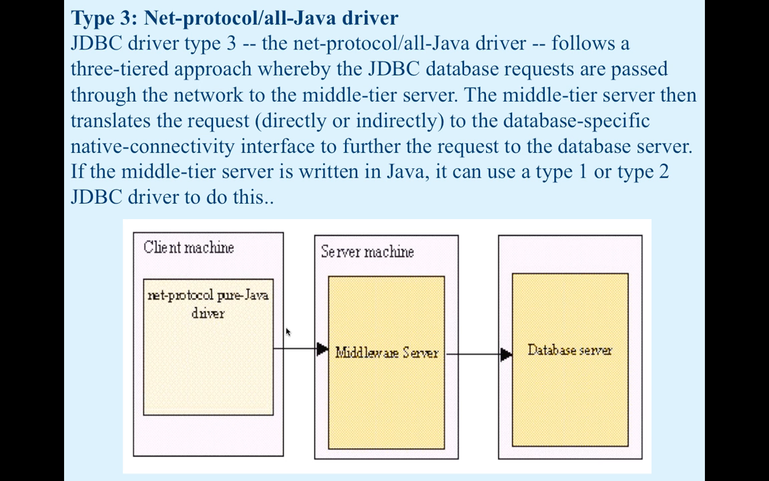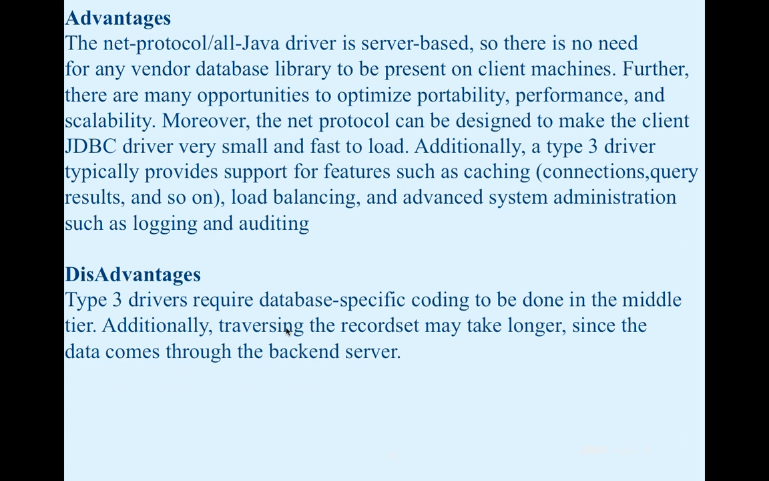It follows a three-tiered approach whereby JDBC database requests are passed through the network to the middle tier server, and the middle tier server then translates the request to the database specific native connectivity interface to forward the request to the database server. If the middle tier server is written in Java, it can use type 1 or type 2. So it's not different from type 1, at least. That is what I'm thinking about. So that's why it's again cumbersome.